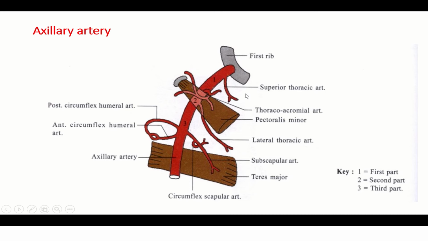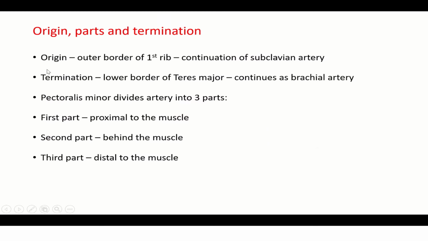So origin: outer border of the first rib, continuation of the subclavian artery. Termination: lower border of the teres major, continuing as the brachial artery. Then three parts by the pectoralis minor: proximal, behind, and distal. And the following branches: first part, one branch, superior thoracic; second part, two branches, thoracoacromial and lateral thoracic; third part, three branches. The largest of all is the subscapular, then the anterior and posterior circumflex humeral arteries. Sometimes there might additionally be a branch from the second part, the alar thoracic artery. As it is around the shoulder region, it also has crucial anastomoses, collateral anastomosis, which I will explain later.